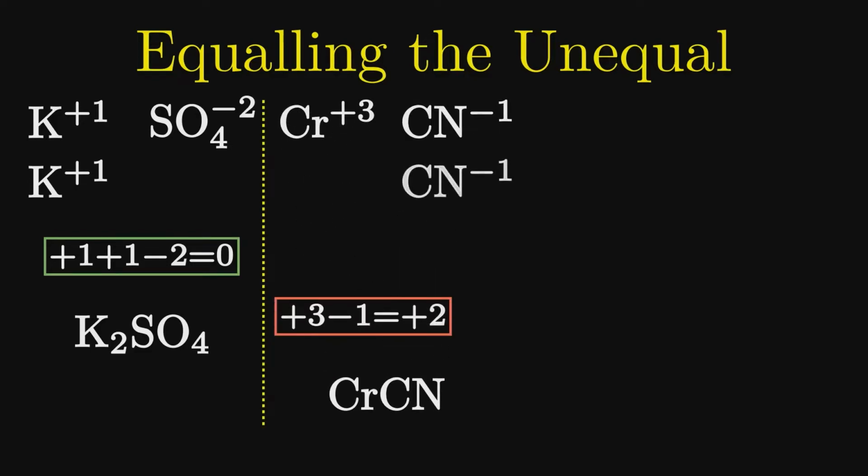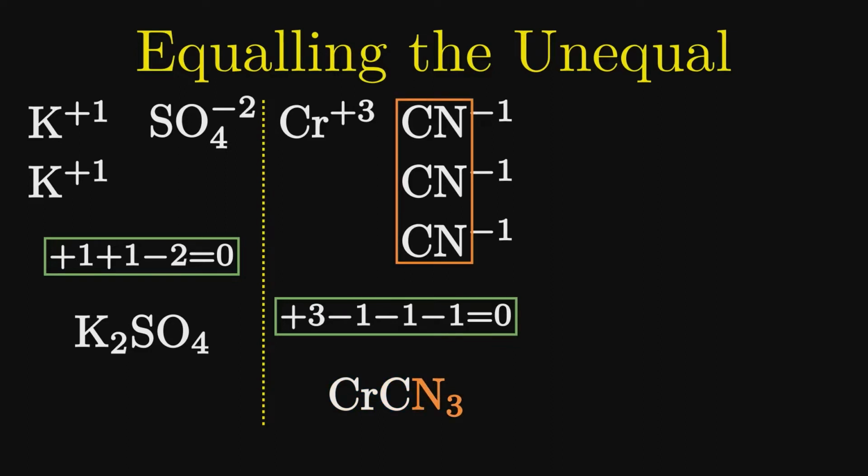With 1 ion each, the charge is +2, so we add more cyanide until we get to 0. The final formula now looks like CrCN3, except that doesn't work. It looks like we have 1 chromium, 1 carbon, and 3 nitrogens when we clearly use 3 cyanides. To fix this, we put the polyatomic ion in parentheses and the subscript on the outside bottom right. Anytime a polyatomic ion is needed more than once, you must do this.